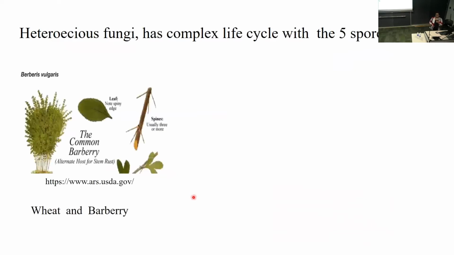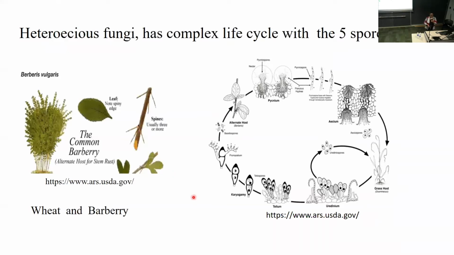The fungus is heteroecious and has a complex life cycle with all five spore stages. The main host is wheat, and barberry is the alternate host. This is the life cycle of the pathogen. As you see here, infection starts with a spore, and then wheat-to-wheat dispersal is through the urediniospores, which are asexual spores. Towards maturity, the fungus overwinters as teliospores, which undergo karyogamy under a conducive environment and infect the barberry plant as basidiospores. Then it undergoes its sexual cycle and turns to pycniospores and aeciospores and continues the cycle.